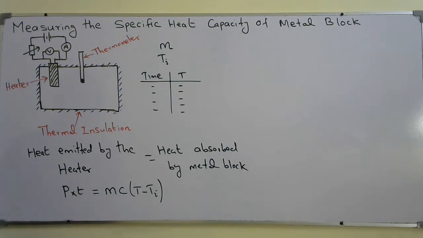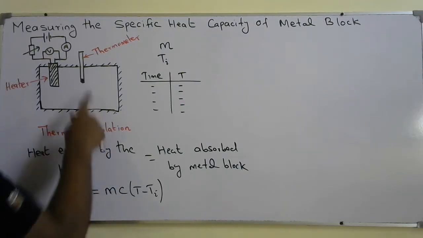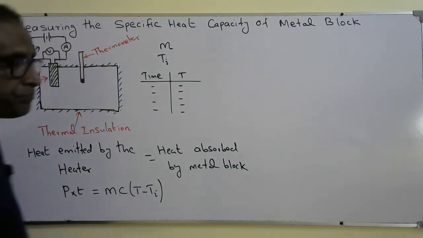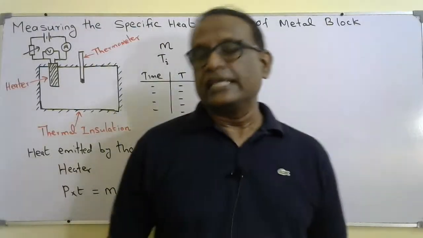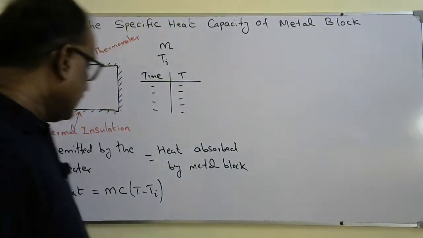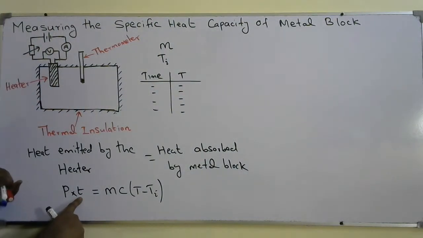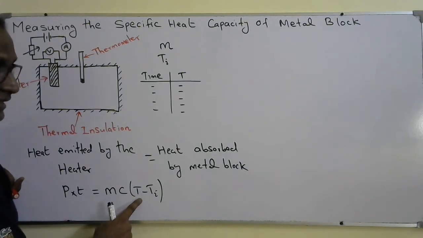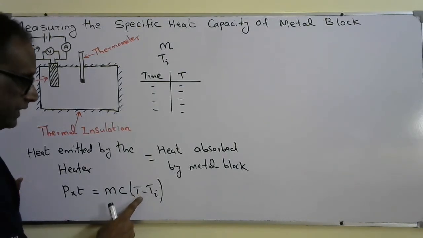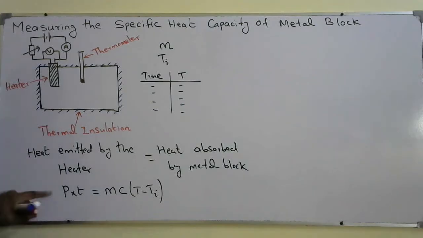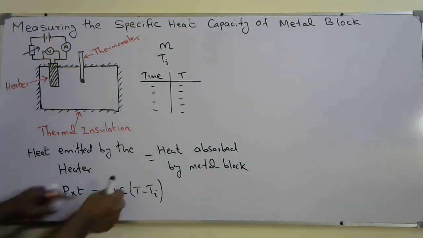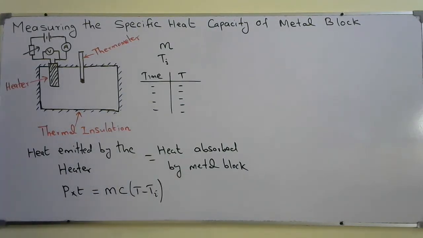So here the variables are temperature and time. When time passes, the temperature of the metal block, or the reading of the thermometer, will be different. So they are the two variables. Time is the independent variable. T is the dependent variable, so we should plot T on the y-axis. P is a constant, M is a constant, C is a constant, so you can divide the whole equation by MC.